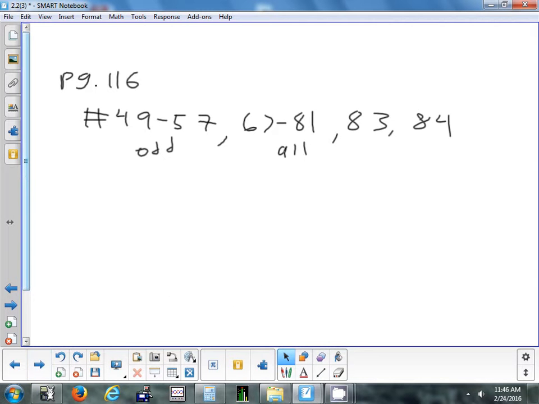Okay, homework's on 116, 49 to 57 odd, 67 to 81. This is all calculator. You need a calculator for every one of those. That's all. And then 83 and 84.